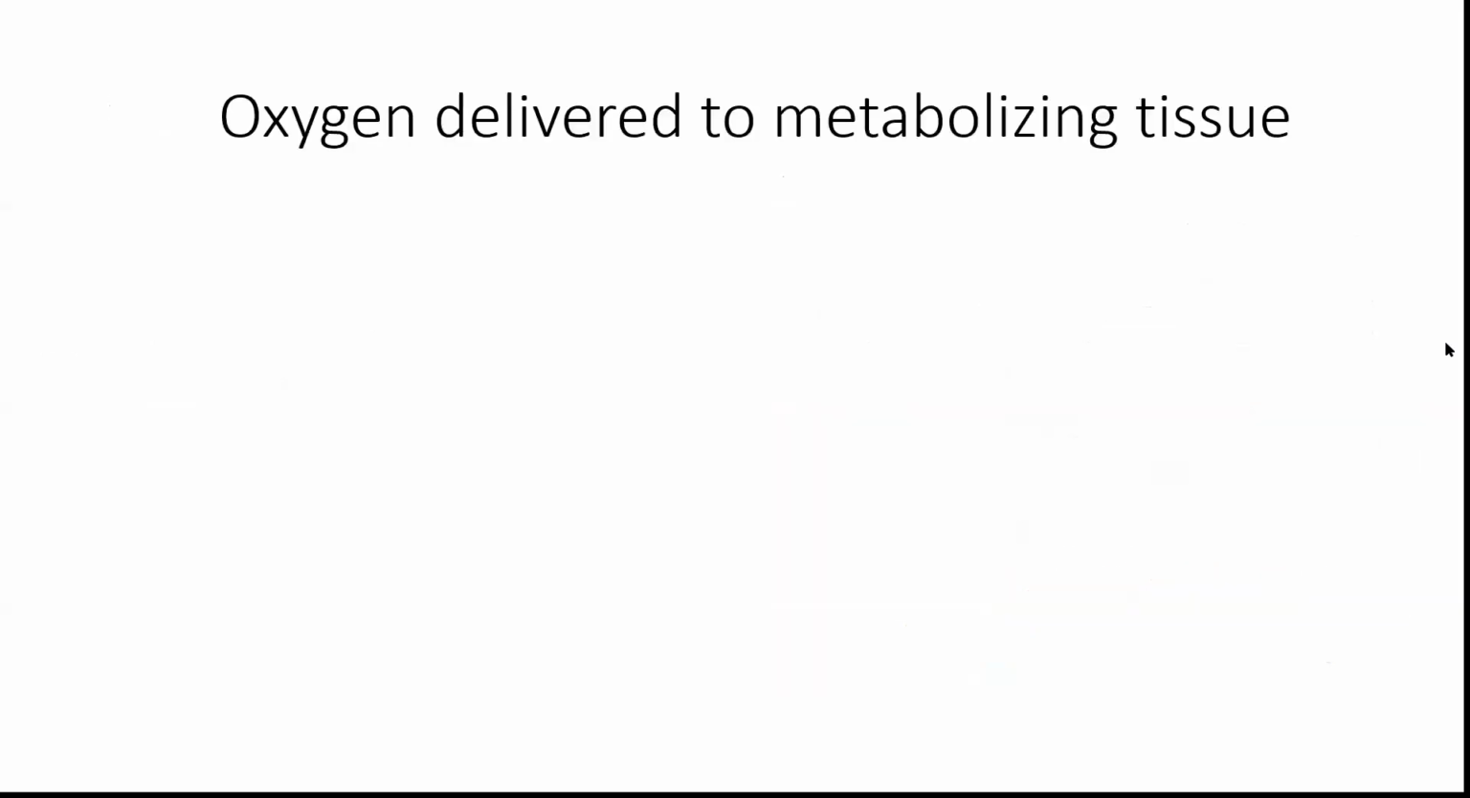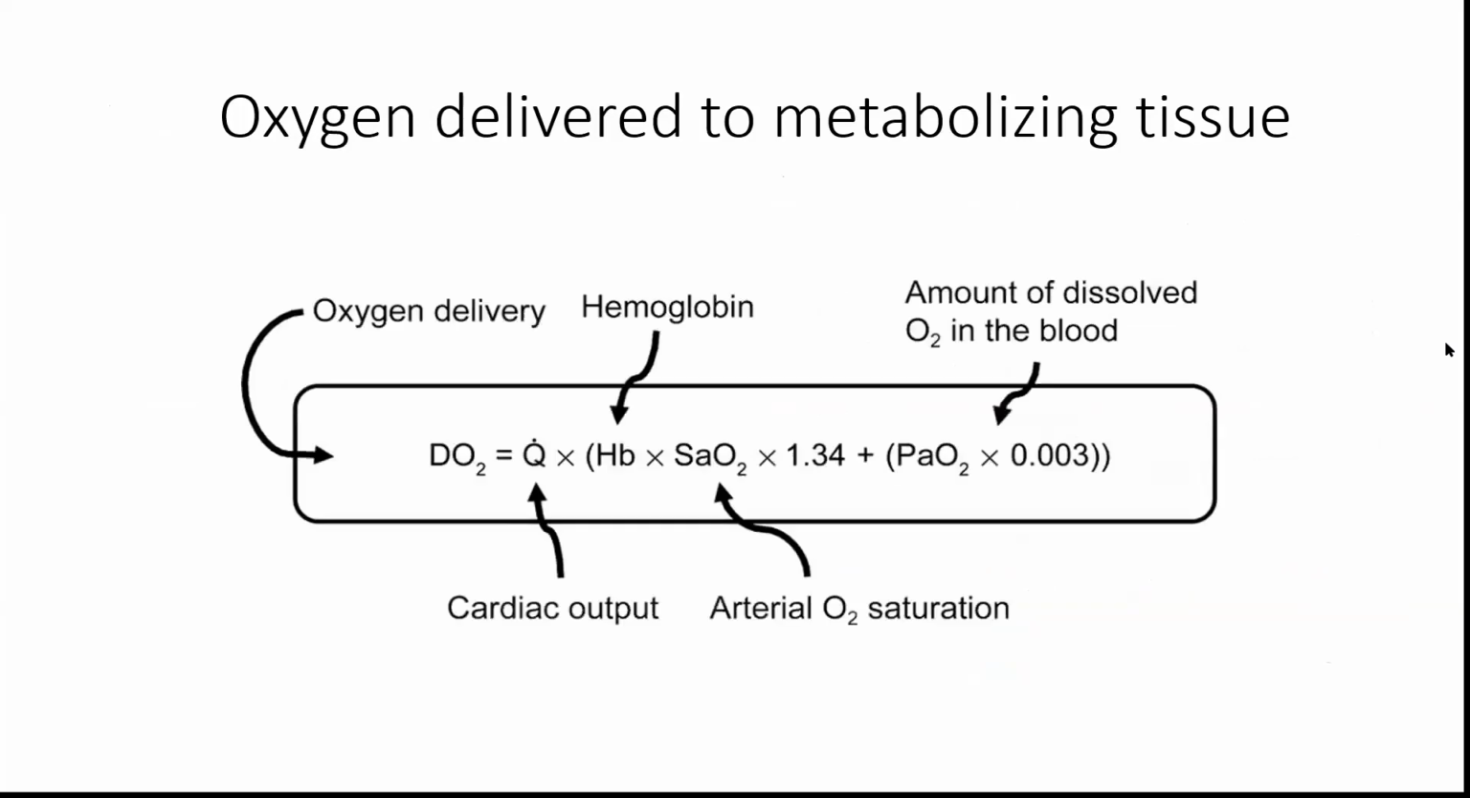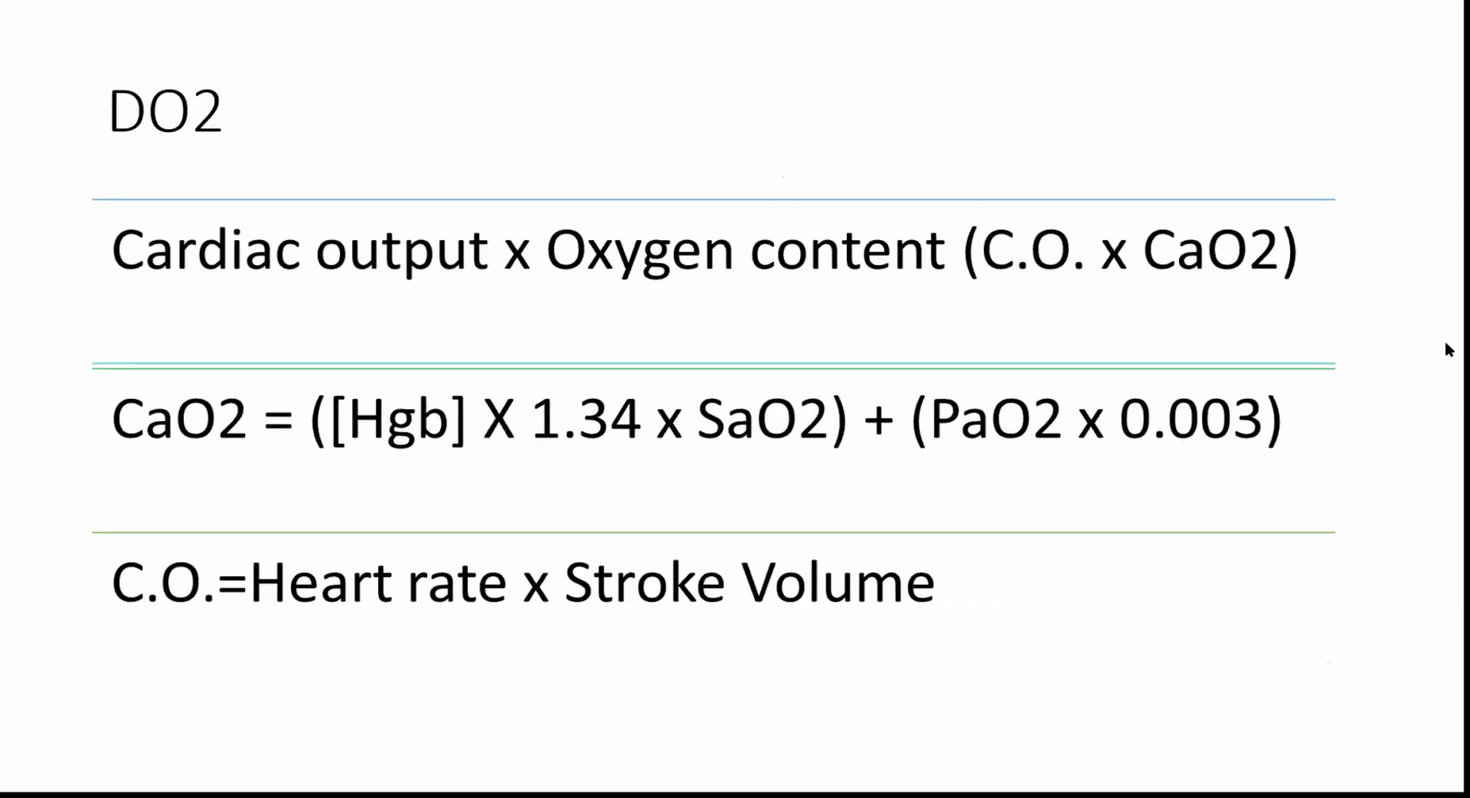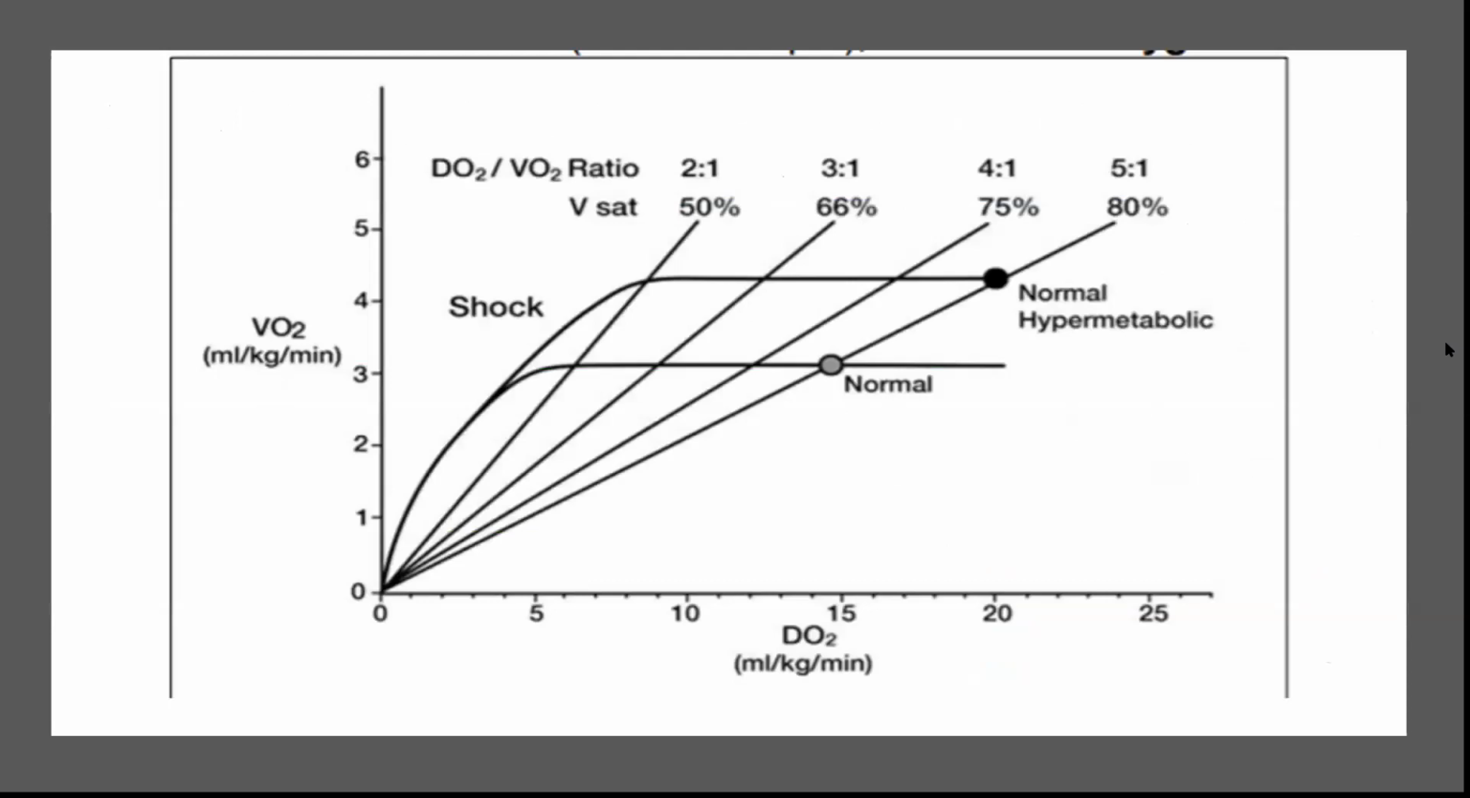When we're talking about oxygen delivery to metabolizing tissue, all you're doing is adding on the cardiac output, right? Cardiac output is heart rate times stroke volume, and then your stroke volume is made up of preload, afterload, and your contractility. And that altogether comprises your delivery of oxygen to your metabolizing tissue. So DO2 is cardiac output times oxygen content. Your oxygen content we went through, and your cardiac output, again, is heart rate times stroke volume. So how does that kind of fit into the whole picture of ECMO?